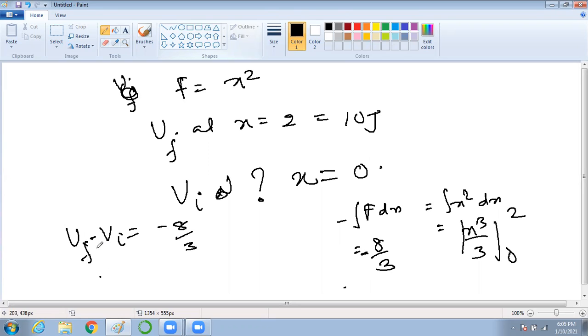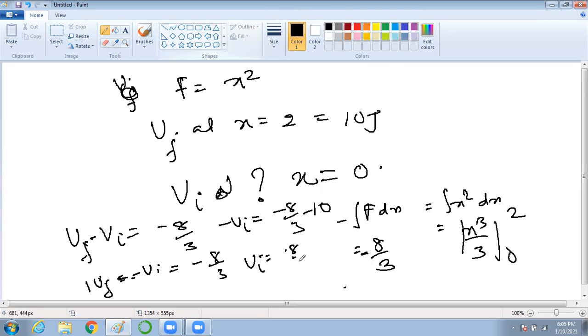Then uf is how much? 10 joules. You have to find what is ui. So uf minus ui is -8/3. So minus ui is equal to -8/3, uf is 10, so it becomes -10. So ui is equal to 8/3 plus 10. What is the answer? The answer is 38/3.